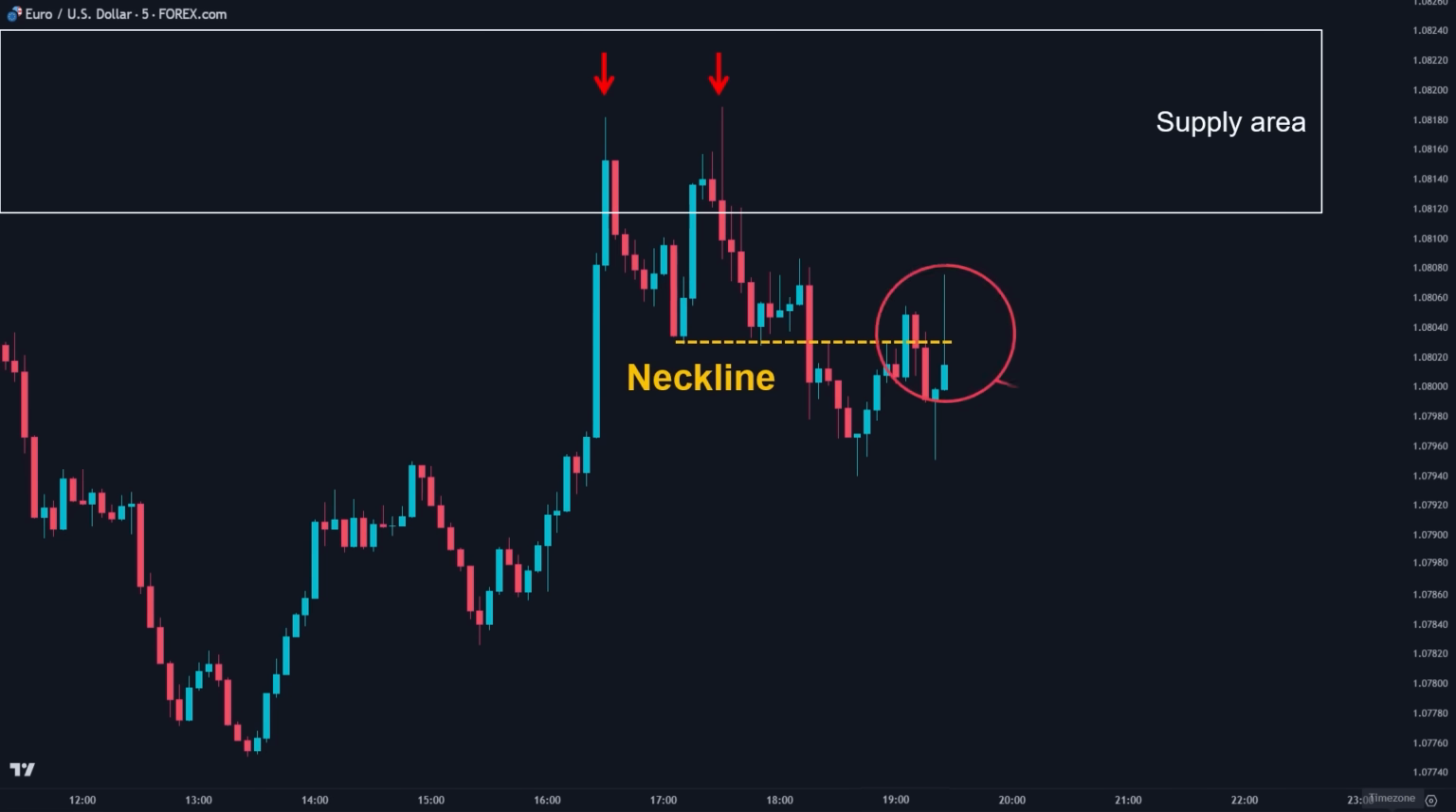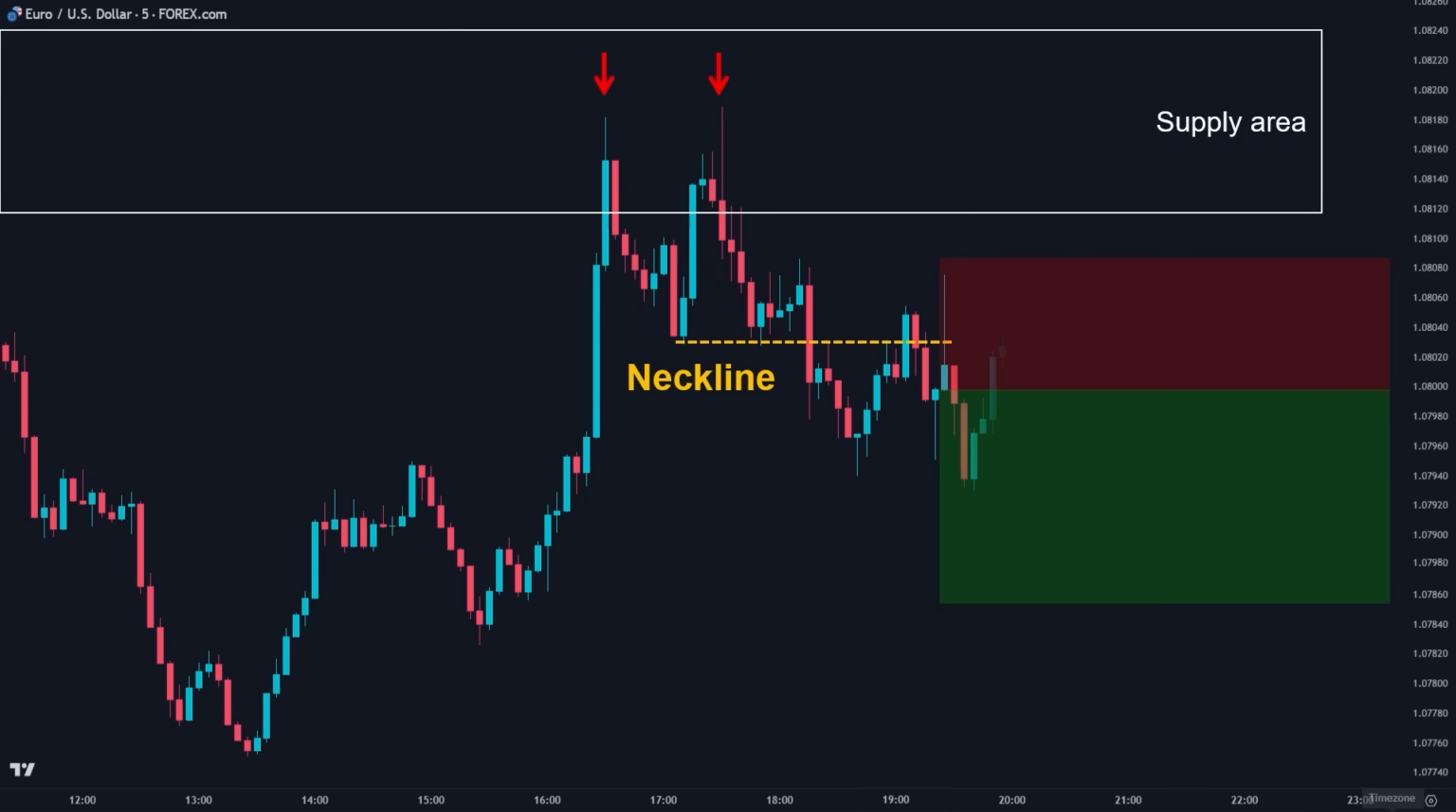Here we have a long wick candlestick rejecting the neckline, which is our entry reason to enter a short position. Our stop will be above the swing high, and we will set a 1 to 2 solid risk to reward.